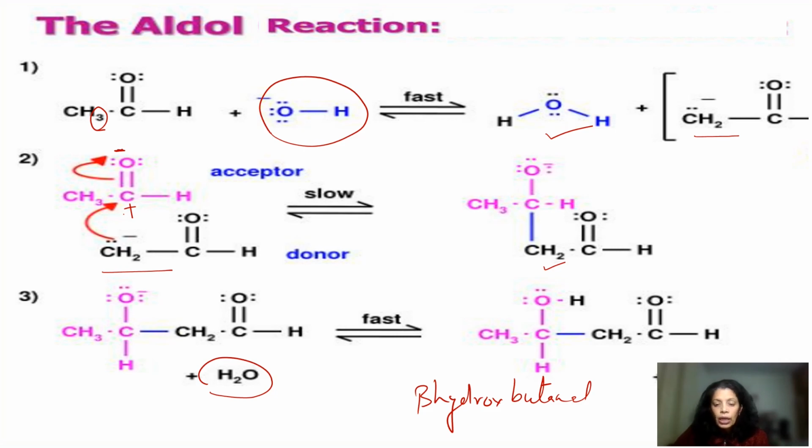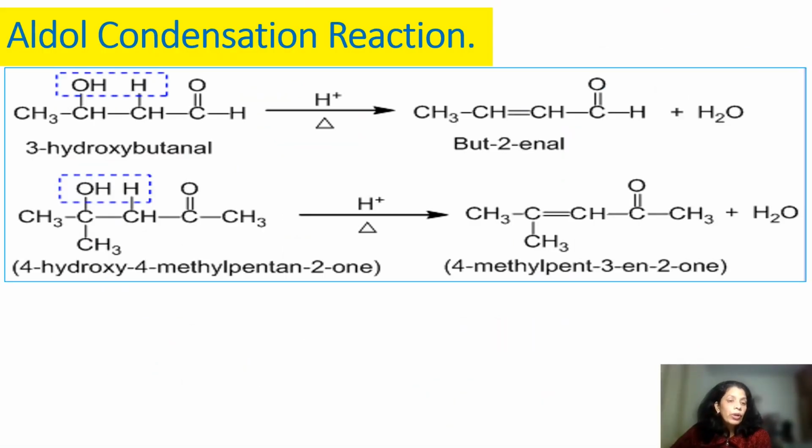Why is it beta hydroxy? This is your functional group. This is alpha carbon atom. This is beta carbon atom. Hydroxyl group is on the beta carbon atom. So it's beta hydroxy. If we heat the product formed in the aldol reaction, water molecules will move out, and now the reaction is called the aldol condensation reaction. So if 3-hydroxybutanol is heated, water molecules will move out, resulting in the formation of but-2-ene plus water.